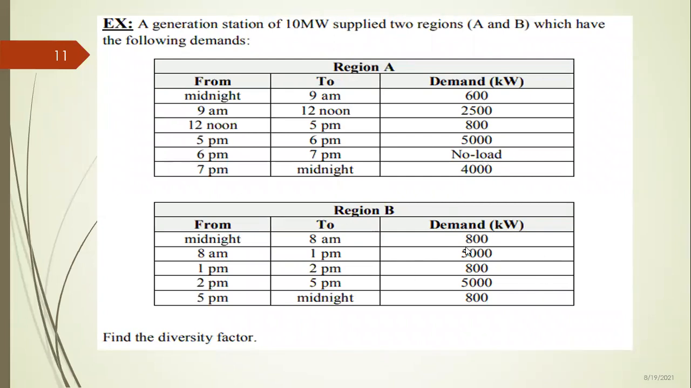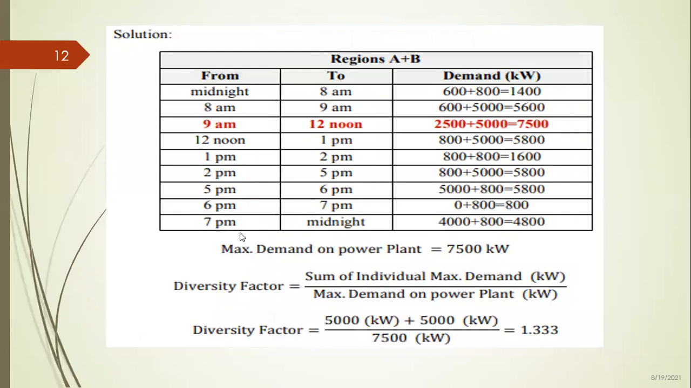Okay, so the solution for this numerical is here, and this is the total demand for regions A and B at different instants of time. From midnight to 8 AM, region A is at 600 and region B is at 800, so it gives you 1400 demand for the system, for the generating station from where the supply is taken. For 8 to 9, the demand on the system is 5600. Similarly, for 9 to 12 the demand on the system is 7500, and likewise for the other instants of time.